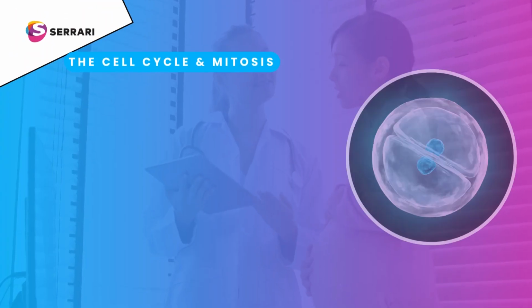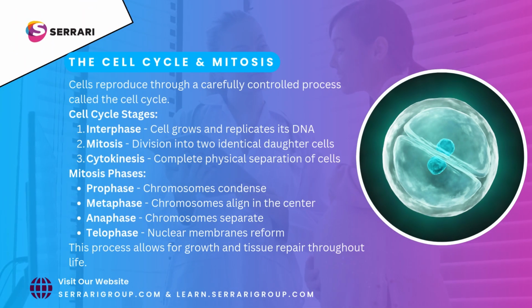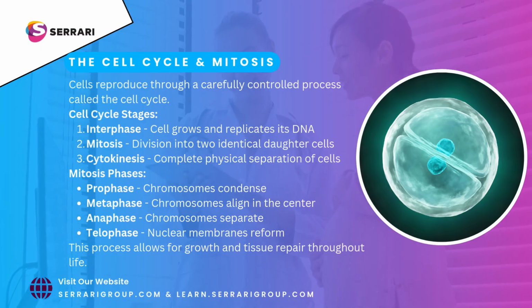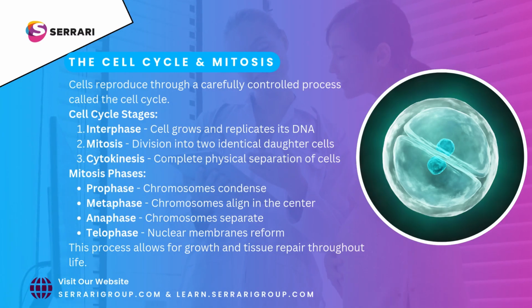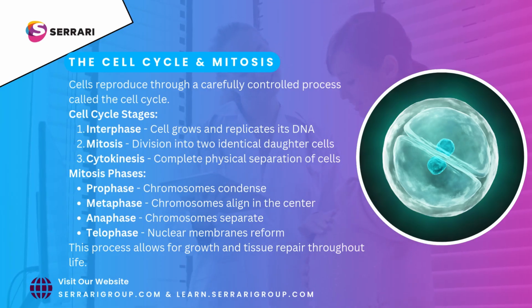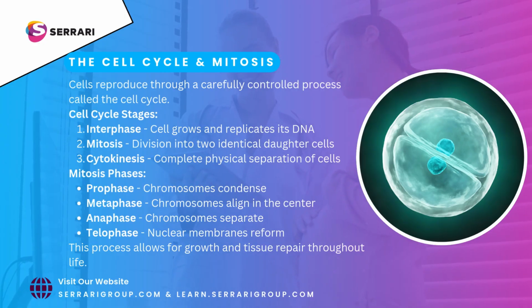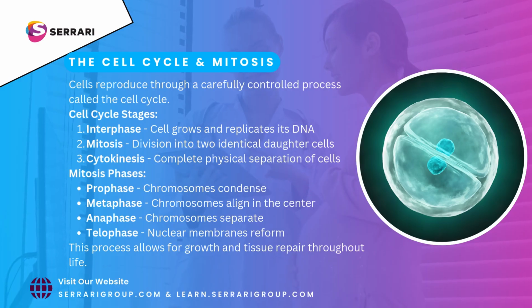The cell cycle and mitosis. Cells reproduce through a carefully controlled process called the cell cycle. Cell cycle stages. Interphase, cell grows and replicates its DNA. Mitosis, division into two identical daughter cells. Cytokinesis, complete physical separation of cells.